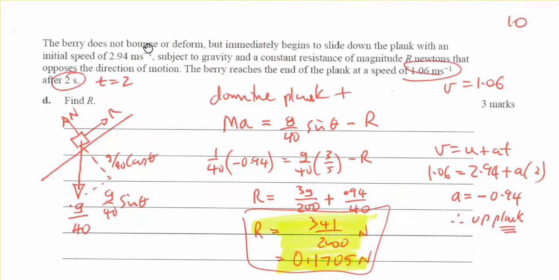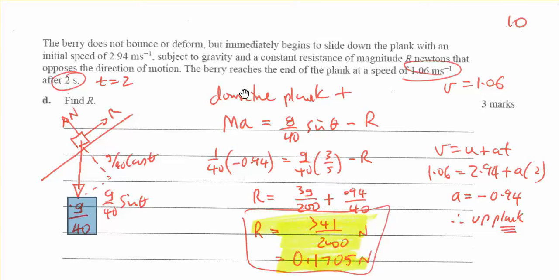Over the page, the berry does not bounce or deform, but immediately slides down the plank with an initial speed of 2.94, the answer that we just got. Subject to gravity and a constant resistance magnitude r, that is opposed to the direction of motion. So there is my r going up the plank. There is my n, which is perpendicular to the plank. And here is my weight force that I've broken into two separate forces.